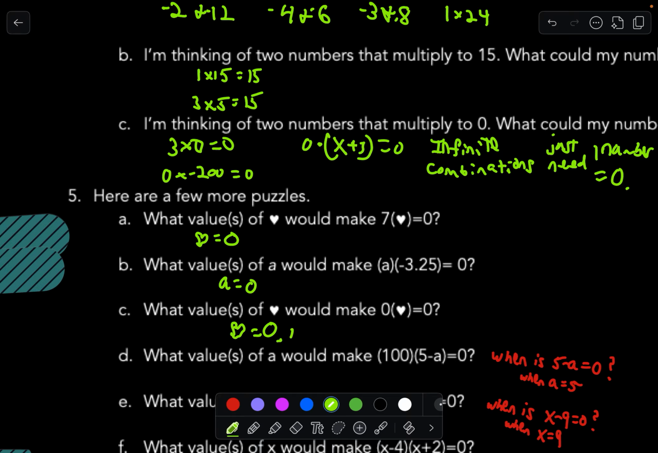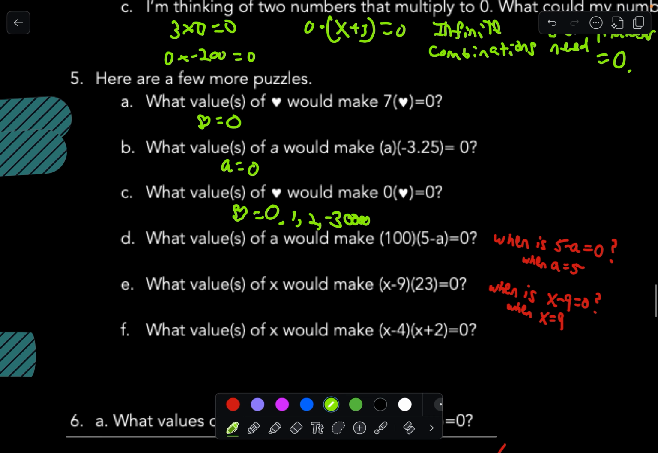Actually, it could be 0. It could be 1, 2. It could be negative 30,000. Right? It can be any number, because 0 times any number is 0. What values of A would make 100 times (5 minus A) equal to 0?